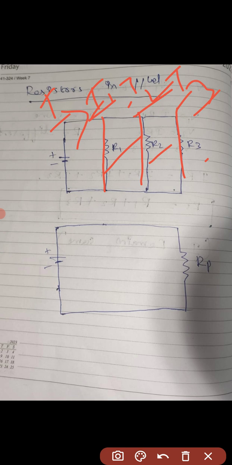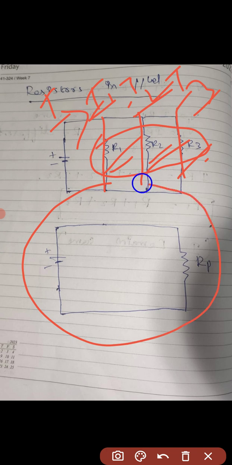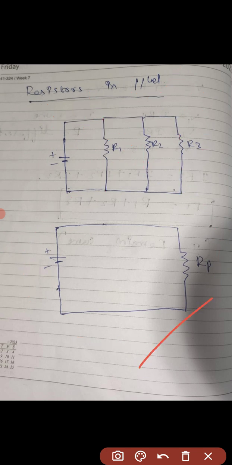Suppose we want to replace these three resistors, R1, R2 and R3, connected in parallel, with only one resistor. This is the circuit we will have. This is RP, the effective equivalent resistance connected in parallel condition, and this is the power supply.